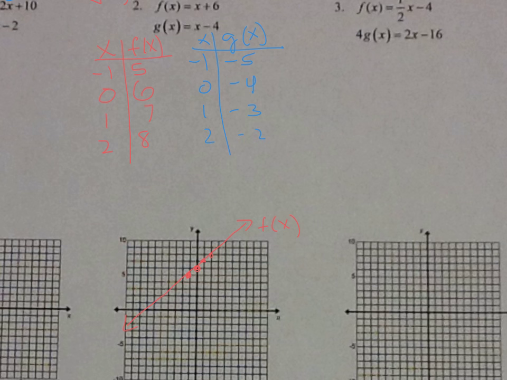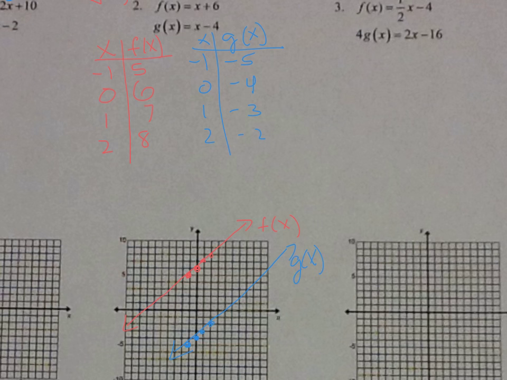Plot the points. So I have (-1, -5), (0, -4), (1, -3), and (2, -2). Use a nice straight edge and connect your points. So this is g of x.